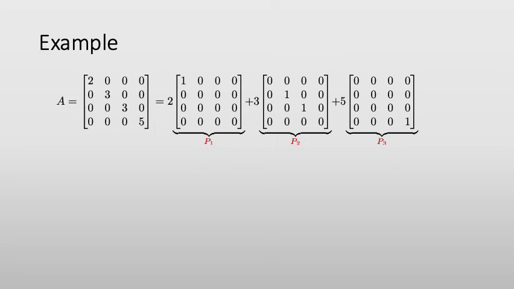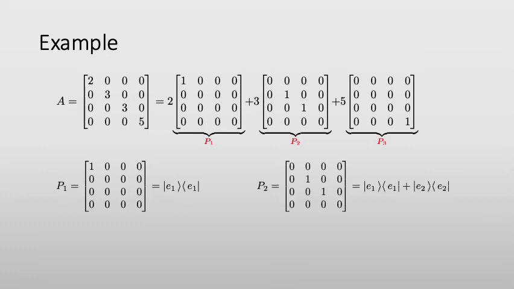We can use Dirac's notation to write down these 3 projections. Under the standard basis, P1 is a projection onto the one-dimensional subspace spanned by E1. P2 is a rank 2 projection. It is a projection onto the two-dimensional subspace spanned by E2 and E3. P3 is also rank 1. Its range is the one-dimensional subspace spanned by E4.